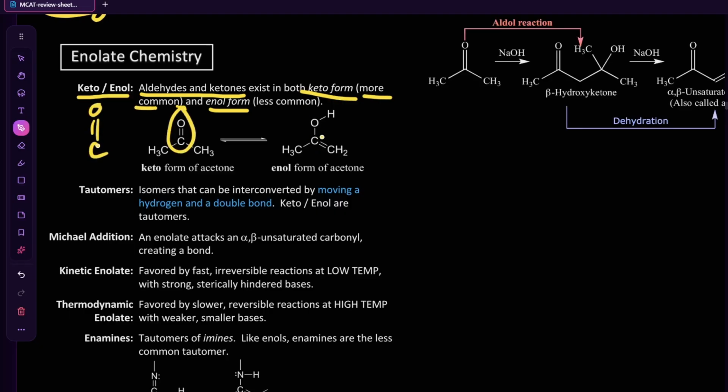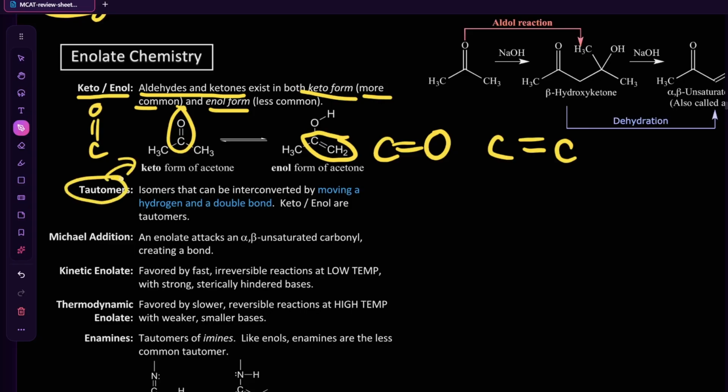But if you compare this one, it doesn't have that, right? So the enol form has that oxygen and double bond shifted over. The alpha hydrogen moves onto the oxygen, and the C double bonded to O becomes just C double bonded to C, which is right here. Okay, so that's what's happening there. So these 2 forms are called tautomers. They're isomers, so we've already been through the isomers chapter, that can be interconverted by moving a hydrogen and a double bond. So we went through that already, and they are tautomers.